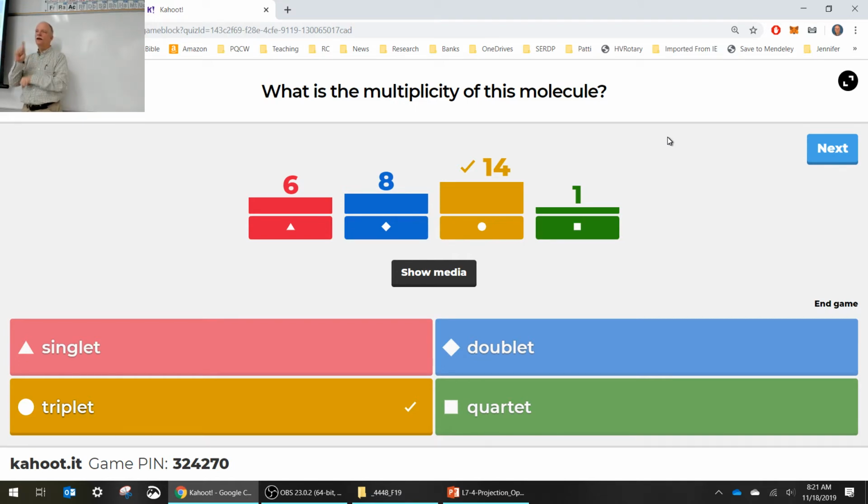you 1. All right, and then the multiplicity is 2 times that plus 1. So 2 times 1 is 2, plus 1 is 3, so triplet. The other way, the shorthand way, is however many unpaired electrons you have, just add 1 to that. So 2 unpaired electrons, add 1, that's 3, triplet.